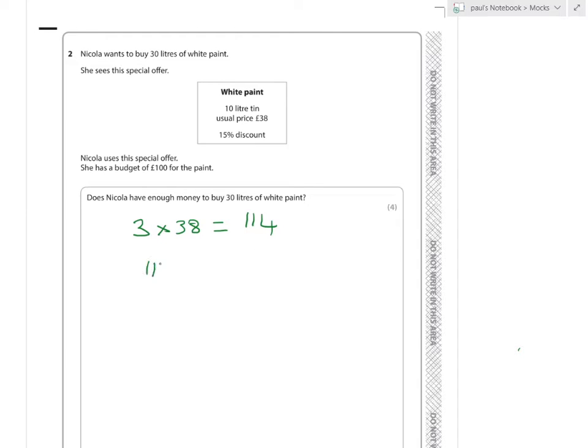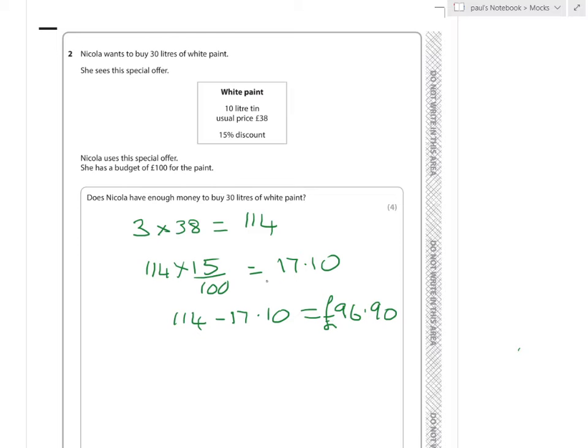Now we're going to find 15%. 15 divided by 100 times 114, which is £17.10. So if we take 114 and subtract the discount, 114 minus that, £96.90. And yeah, can she afford it? Yes, she does.